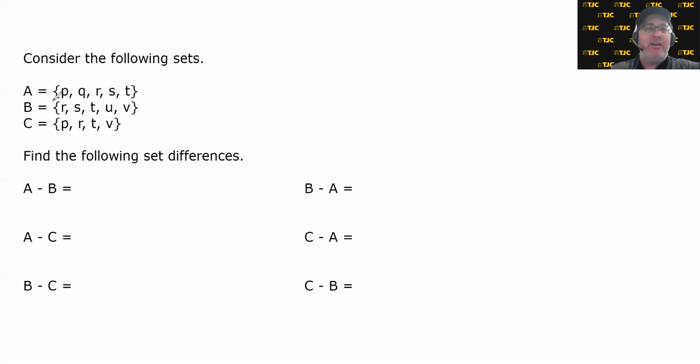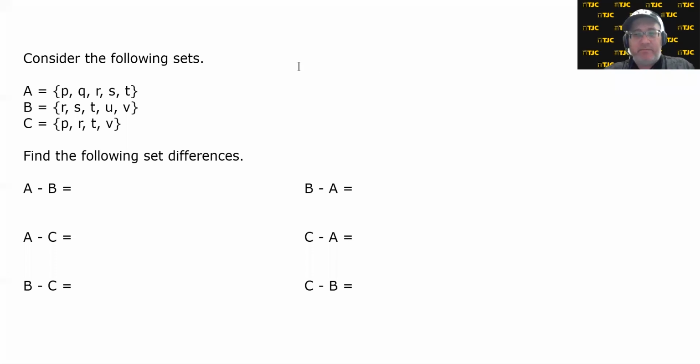All right, so we're going to consider the following three sets. We have set A, which contains the letters P, Q, R, S, and T. Set B, which contains the letters R, S, T, U, and V. And set C, which contains the letters P, R, T, and V. Now we're being asked to find the following six set differences: A minus B, B minus A, A minus C, C minus A, B minus C, C minus B. All of which are pretty easy once you have a strategy. So what's that strategy going to be? I'll tell you what that strategy is.